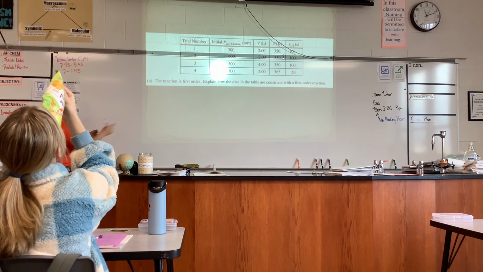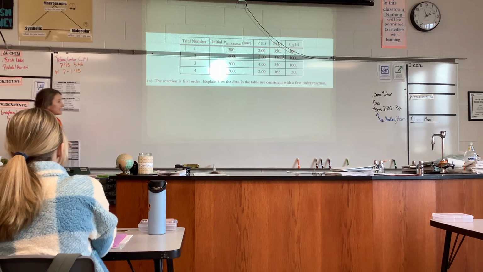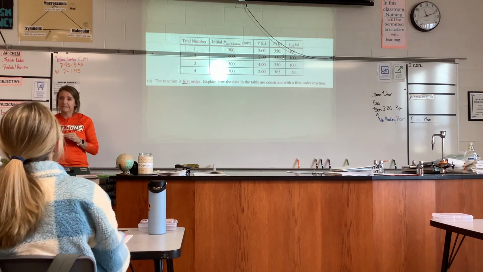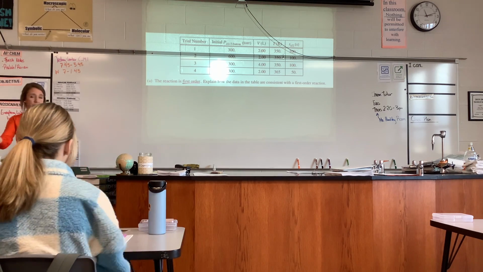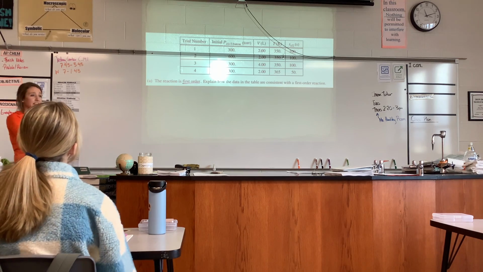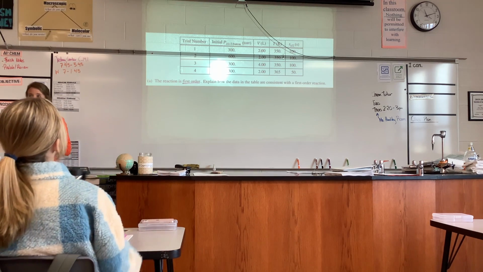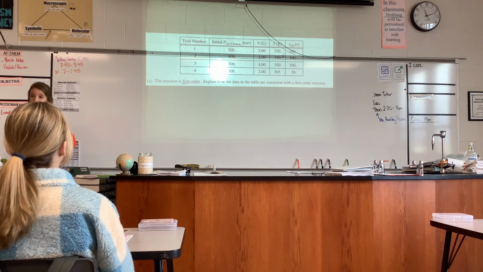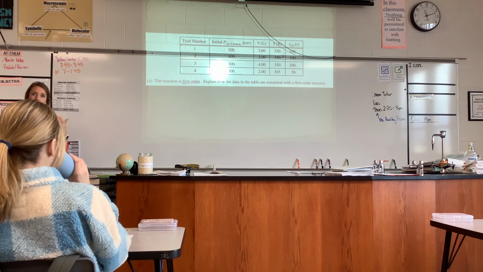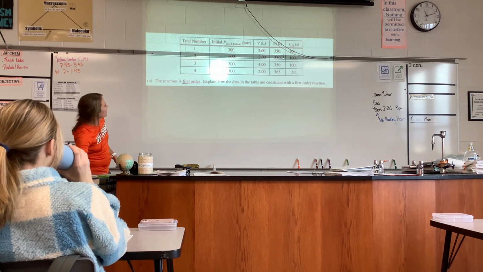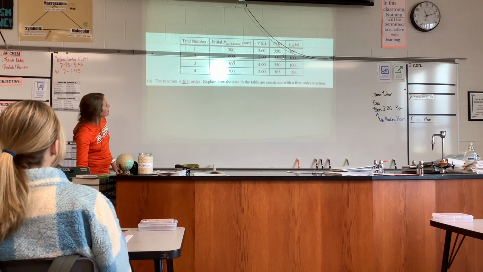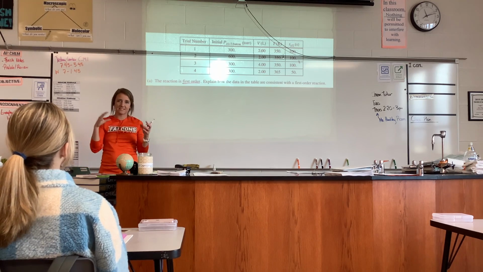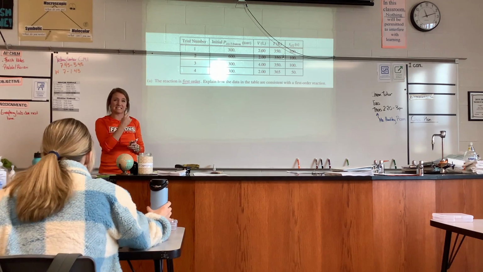So this problem says that the reaction is first order. Explain how the data in the table is consistent with it being a first order reaction. Okay, so we already know it's first order, they're telling us that, but how does this data support it being a first order reaction? Now, a common incorrect way students have gone with this question is they start doing what we did at the beginning of the unit, looking at, oh look, this doubled and this didn't change, and they start doing that process, which is a good process, but not with this data.